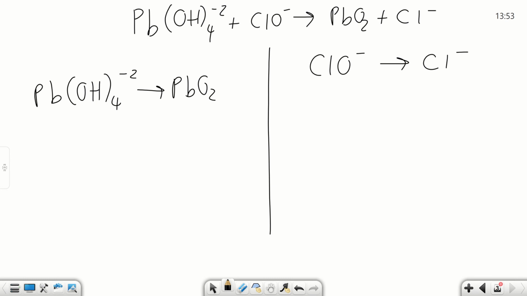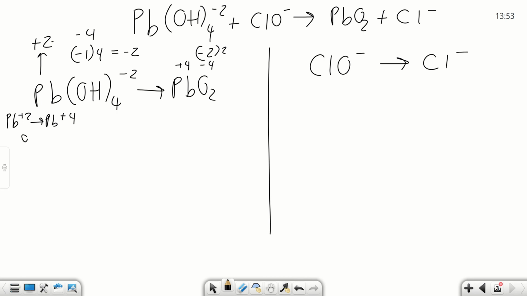OH minus, that's hydroxide. It has a negative 1 charge times 4, which is negative 4, again trying to come out to negative 2. So this Pb is plus 2. Over here, oxygen is minus 2 times 2, so this is negative 4, so this must be positive 4. So my lead is going from plus 2 to Pb plus 4. All right, so it's being oxidized, which means it must be the reducing agent.